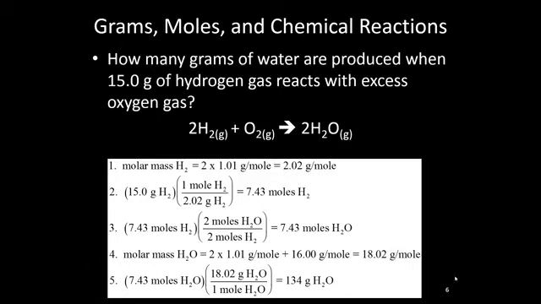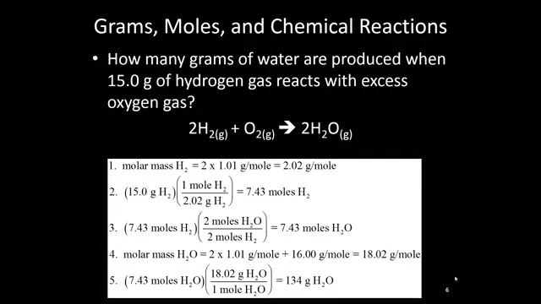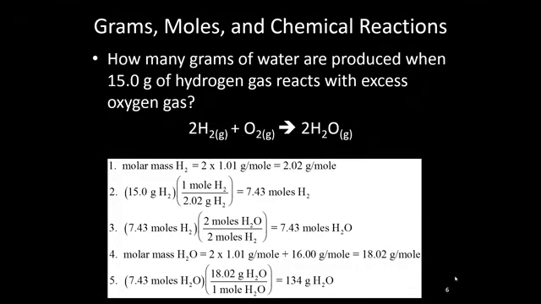Let's first look at the solution to this problem, solving each step individually. You'll note in step 1 we calculate the molar mass of hydrogen, by taking 2 times 1.01, which is the approximate molar mass of hydrogen. In this case, we get a molar mass of 2.02 grams per mole. Note, when calculating the molar mass of the hydrogen gas, we have ignored the coefficient that appears in front of hydrogen gas in the equation. It is not part of our molar mass calculation.